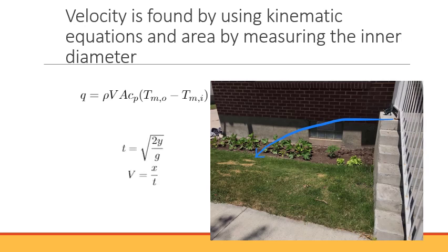With the height y of 3 feet, gravity, and horizontal distance x of 7.5 feet, the time of trajectory and subsequently the velocity was found. The cross-sectional area is found using the measured internal diameter of about 1/4 of an inch.